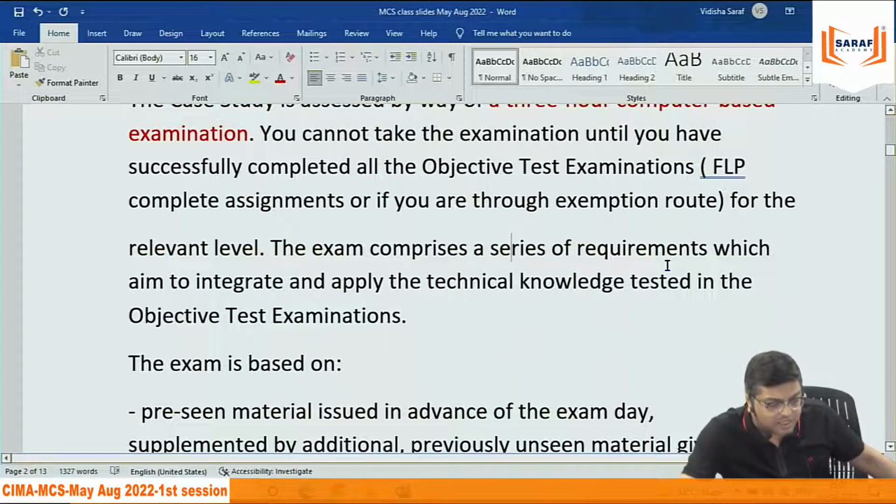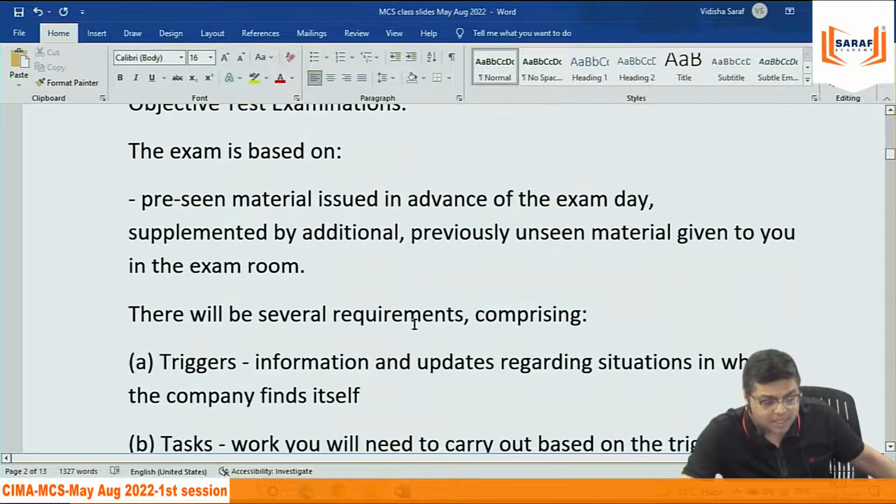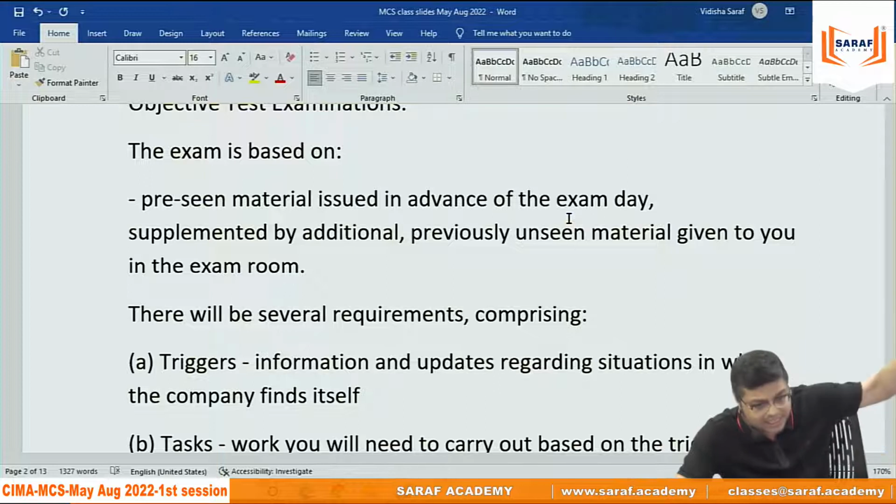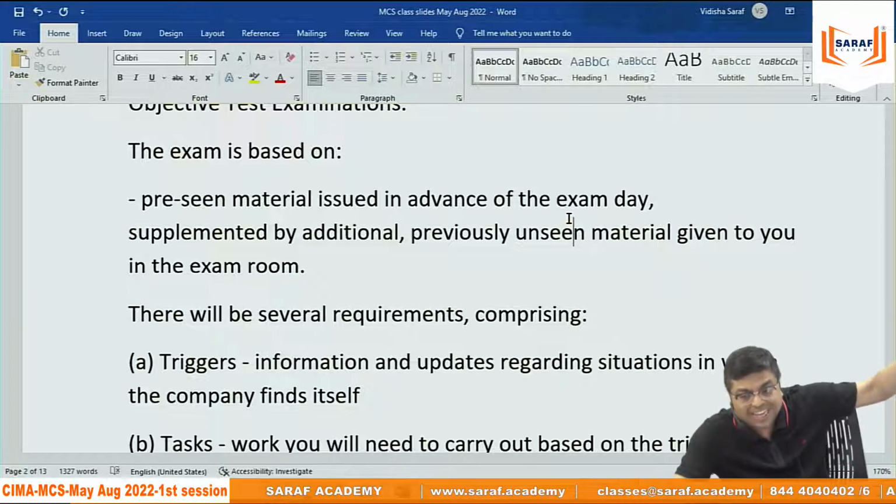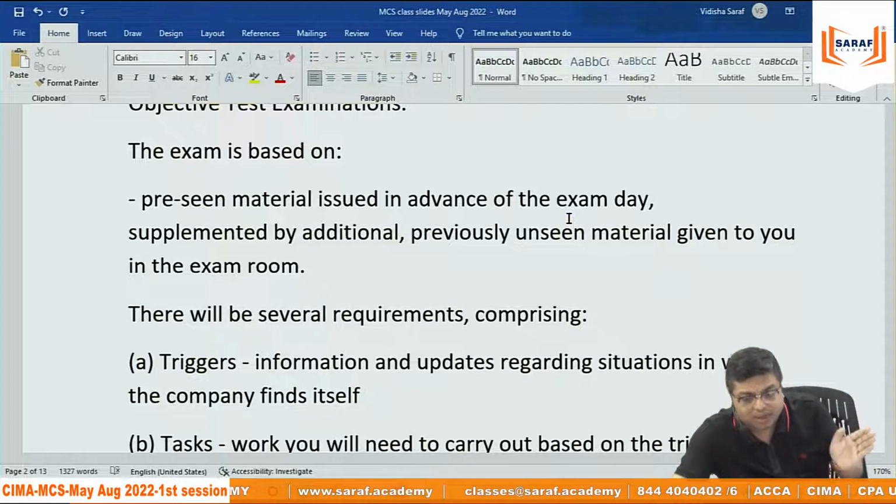The exam comprises a series of requirements. Many requirements they will be giving, which aim to integrate and apply the technical knowledge tested in the objective question examination. That means whatever technical knowledge is there in E2, P2, F2, is going to be tested practically on the basis of requirements in the case study exam. The exam is based on pre-seen material issued in advance of the exam day, around 45-50 days before the exam. For the May exam, the case study material was released yesterday. For the next exam, earlier, before 2020, the Institute released 4 case studies for 4 terms.